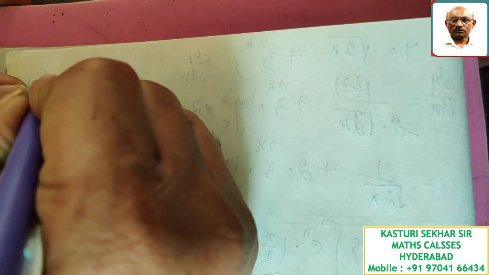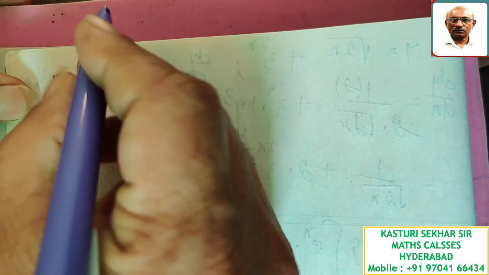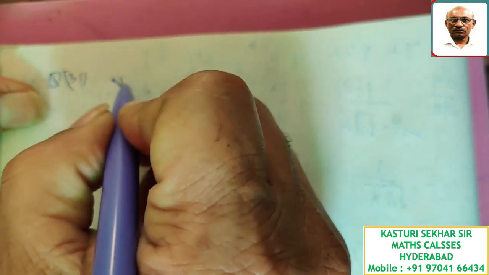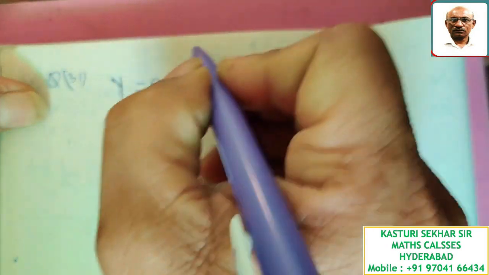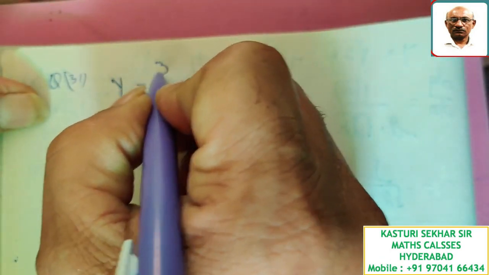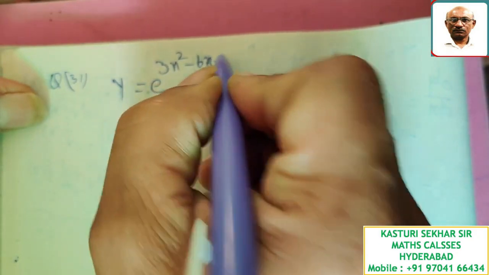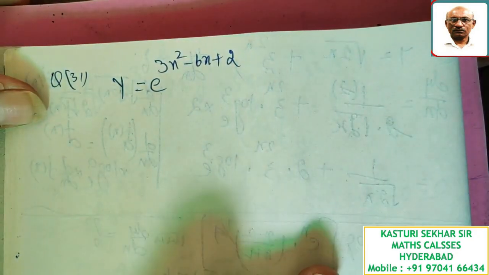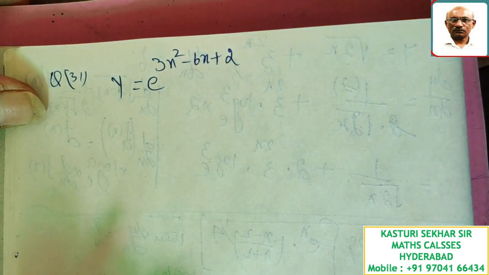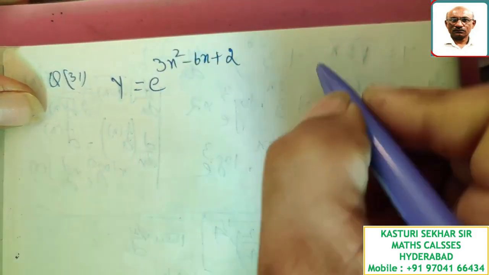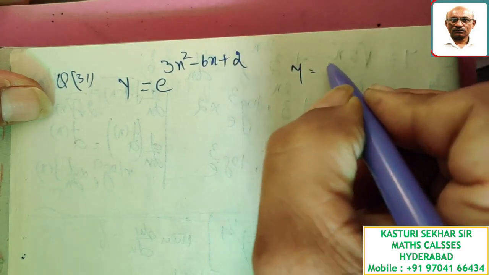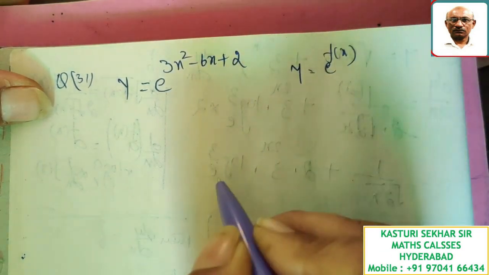Next, look at question number 31. y is equal to e to the power 3x square minus 6x plus 2. y is equal to e to the power 3x square minus 6x plus 2. The given problem is of the type y is equal to e power f of x.